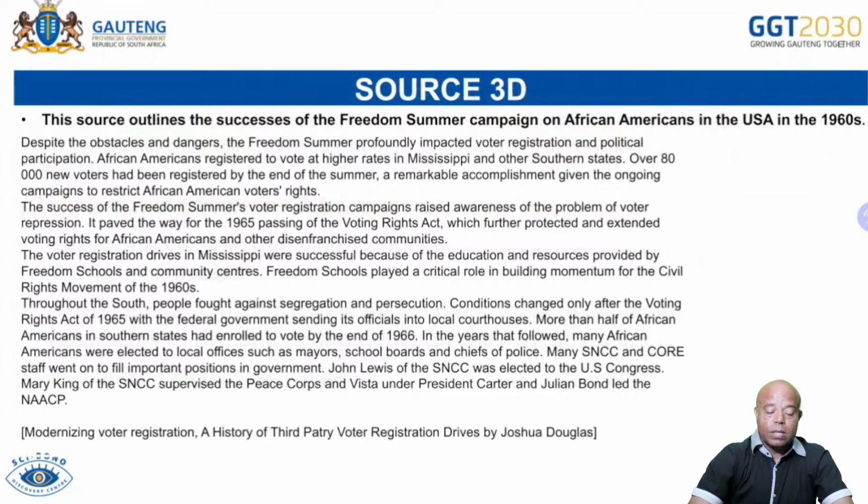Many SNCC and CORE staff went on to fulfill important positions in government. John Lewis, remember we spoke about him earlier, about the Selma to Montgomery March. John Lewis of the SNCC was elected to the U.S. Congress. Mary King of the SNCC supervised the Peace Corps and VISTA under President Carter, and Julian Bond led the NAACP. So we've read the source.